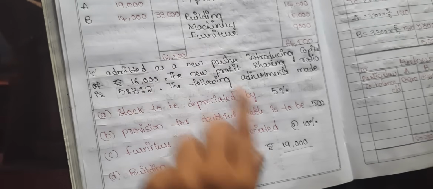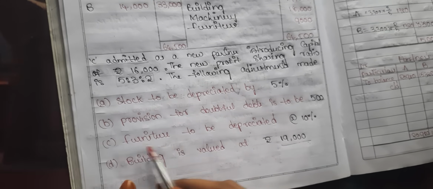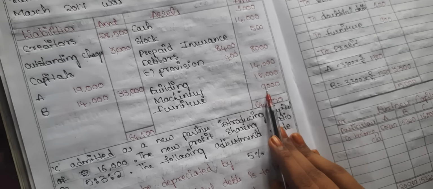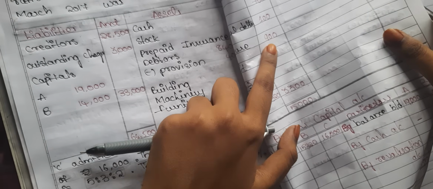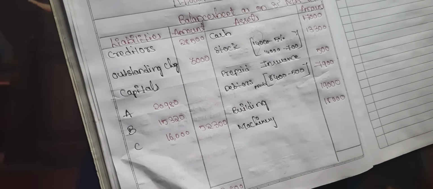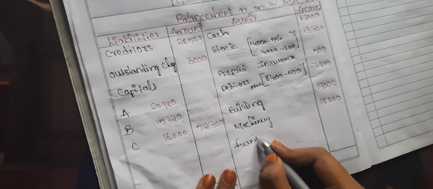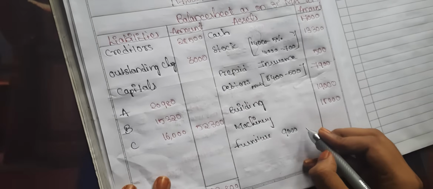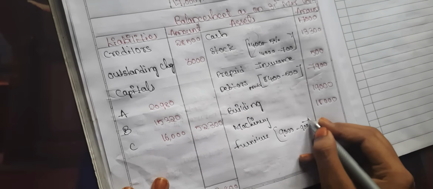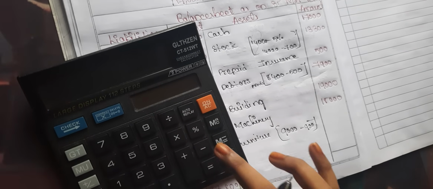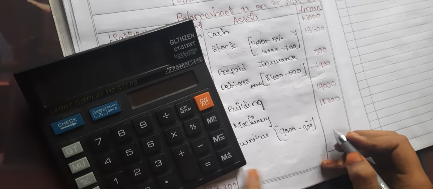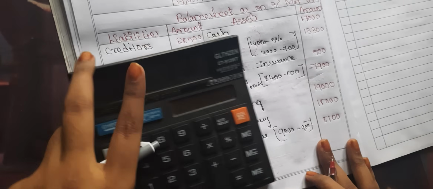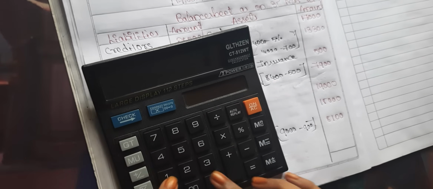Okay, next it is furniture. On furniture, did we do any calculation? Yes, furniture was depreciated at the rate of 10%. So on furniture, 9,000. Depreciation, how much was it? It was 900. So 9,000 minus 900. How much will it be? 9,000 minus 900, it is 8,100. We are going to take 8,100. Okay, done. So now add all these amounts.